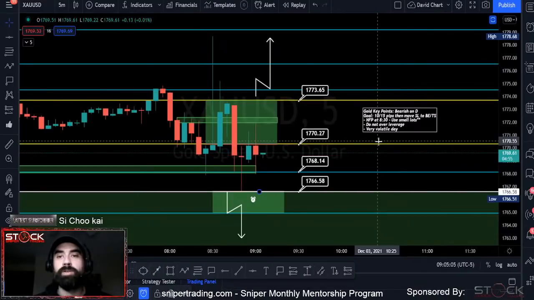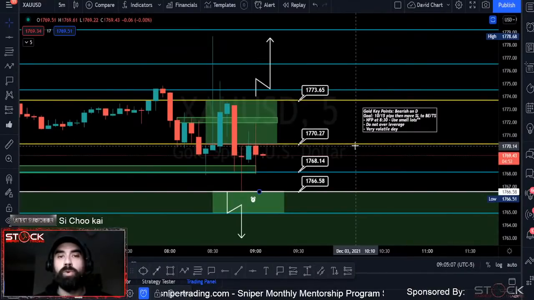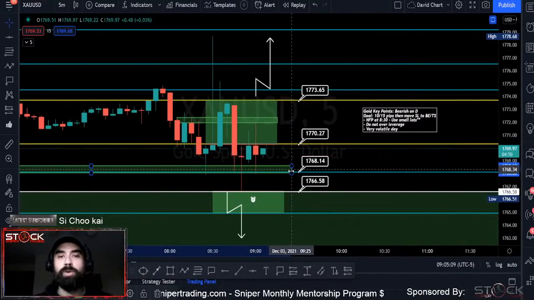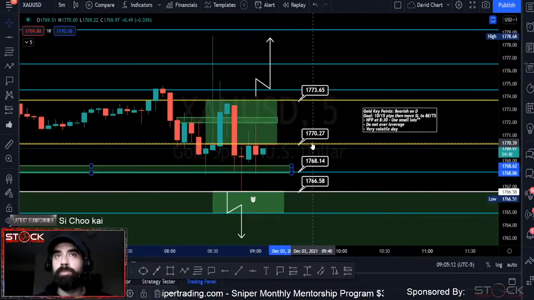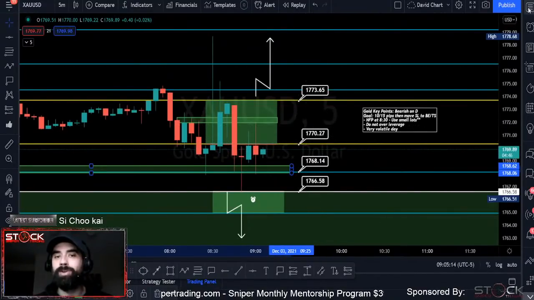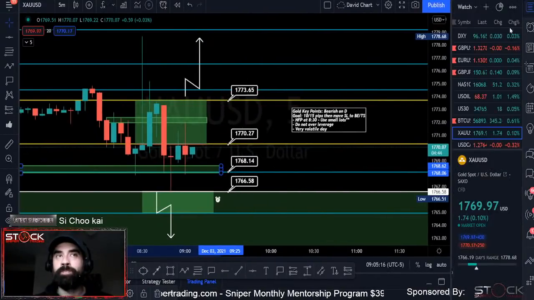All right, so let's monitor this. Let's monitor gold, okay? You can see it's trying to break, but it's still holding that resistance there, okay?